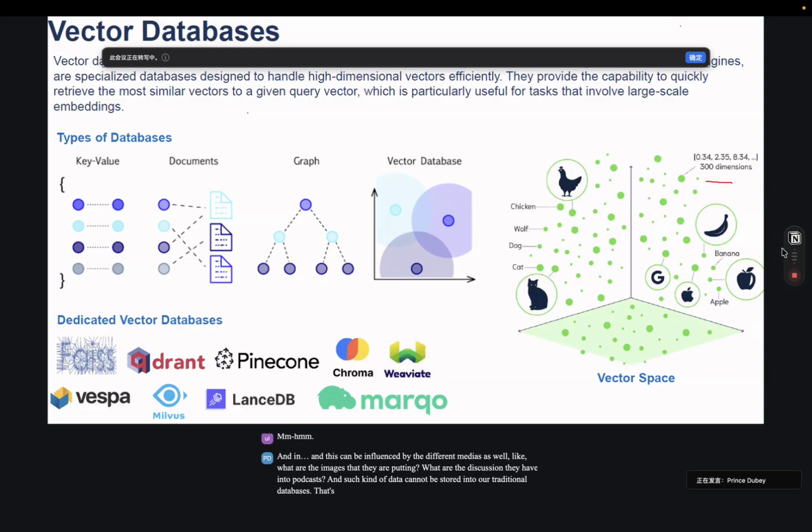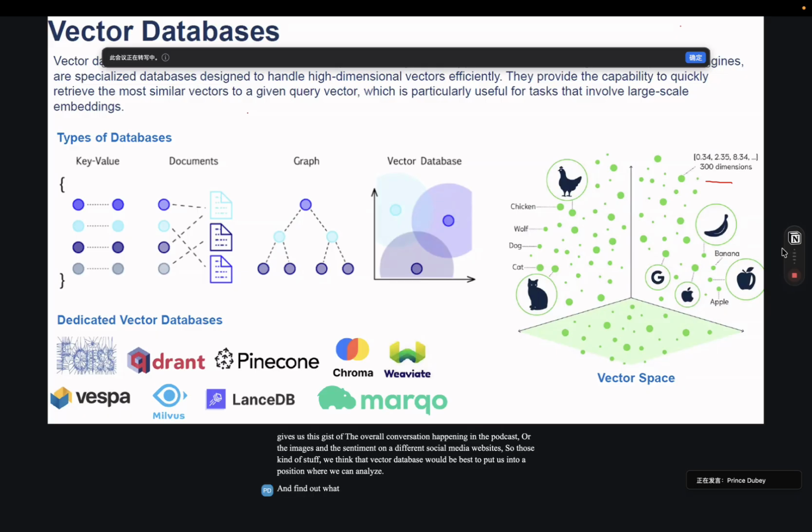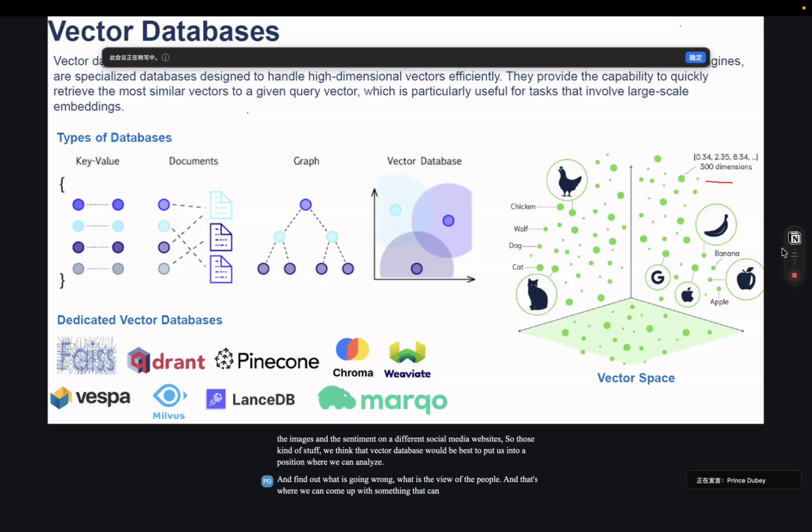That's why we thought to have a kind of database which actually gives us this gist of the overall conversation happening in the podcast, or the images and the sentiment on the different social media websites. So for those kinds of things, we think that a vector database would be best to put us in a position where we can analyze and find out what is going wrong, what is the view of the people, and that's where we can come up with something that can help us to improve the performance of our products.